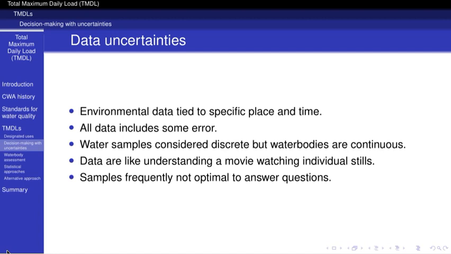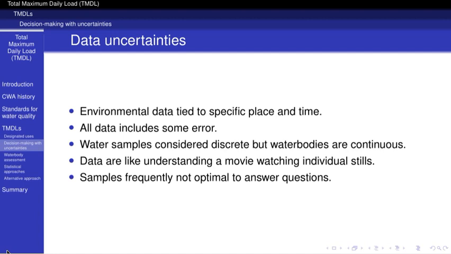All environmental observations and measurements are tied to a specific location and time, and all data include some error. In addition to obvious errors with measuring, manipulating, and storing, data often have other errors such as sampling water at discrete places at specific times in what is really a continuous system.